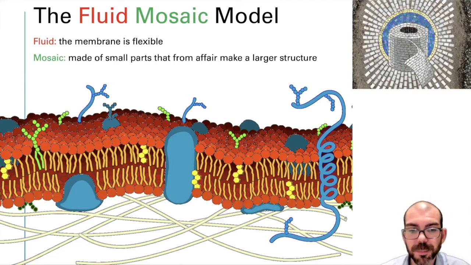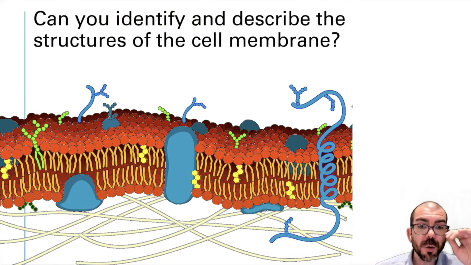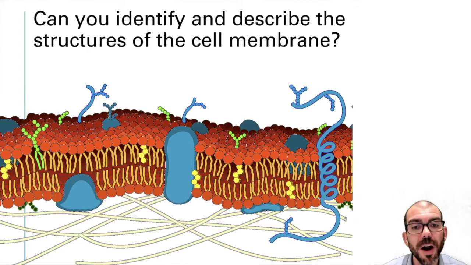We see phospholipids, cholesterols, proteins, and when you look far away, you just see that outer membrane on the cell. So I've gone through the primary structures and their functions of the cell membrane. To check yourself for your test, on this model, could you identify and describe all of these structures? If so, you're ready for your test. If not, you might want to rewatch parts of this video.